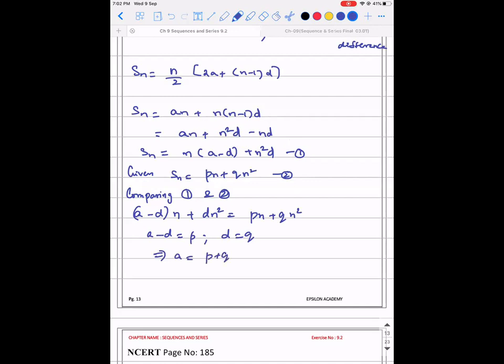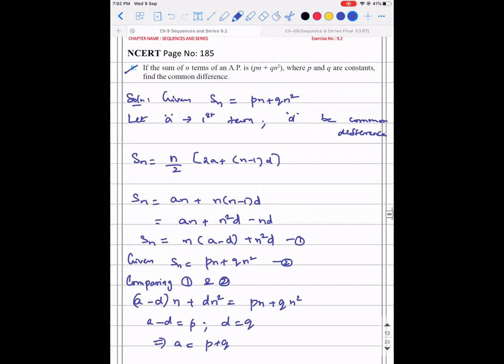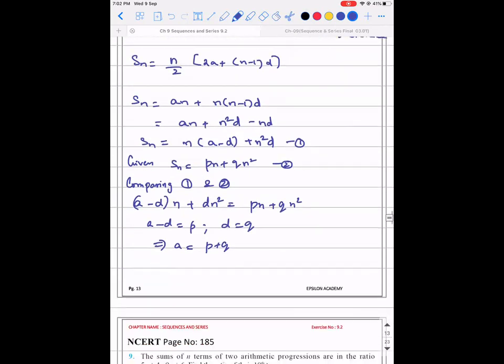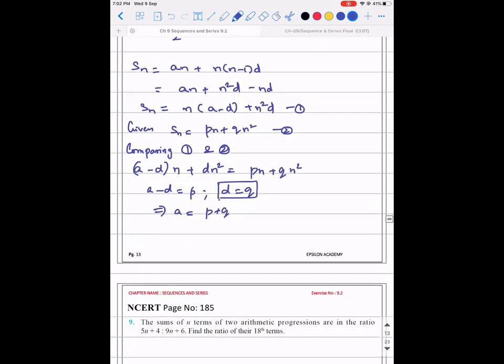Correct? What are they asking actually? They're asking only the common difference. Common difference D is equal to, so common difference is Q. So those who have completed this, you can try the next one. The next one is similar to an example problem that we did yesterday. I think they asked the ratio of 12th terms, right?